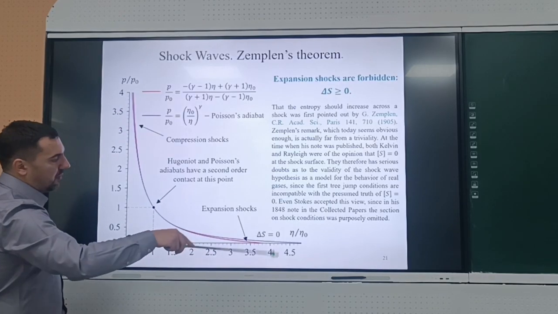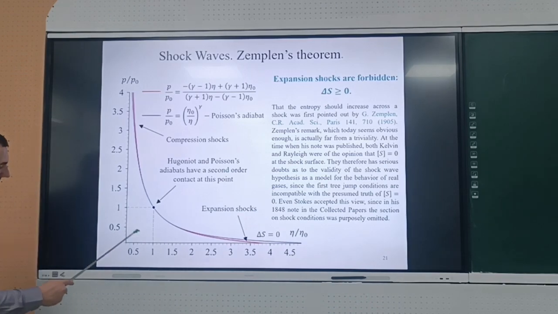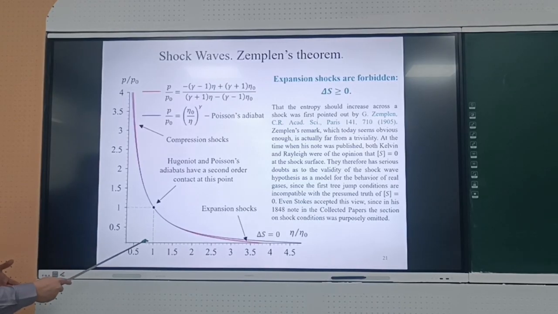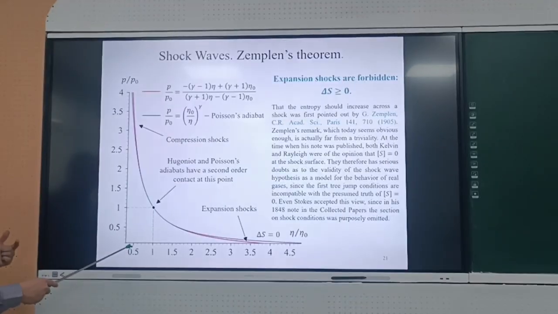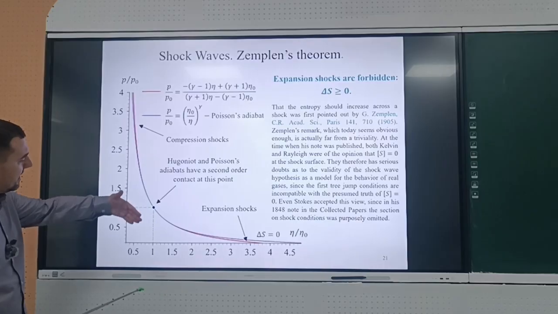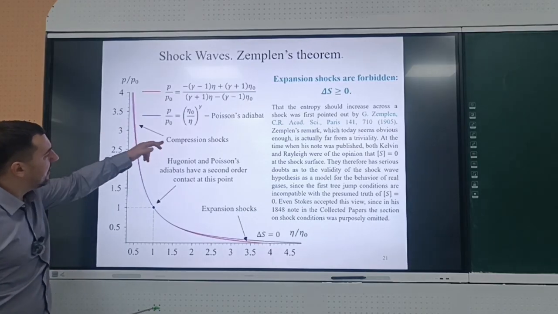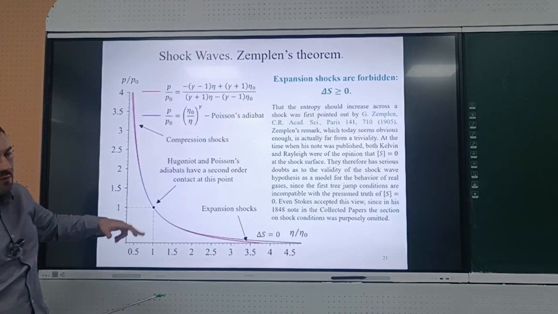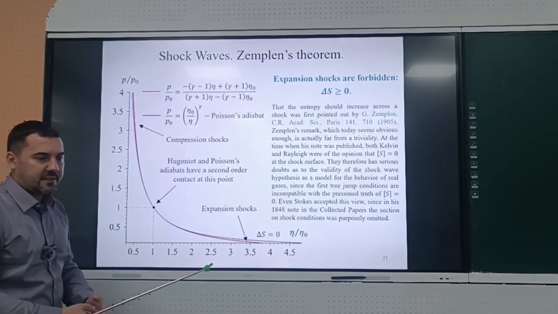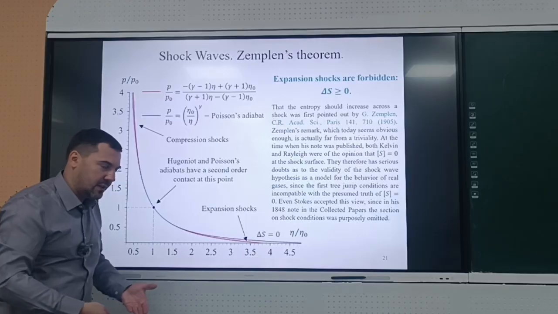Eta is 1 over rho. So 1 corresponds to the initial state. And for all the states here to the left, eta is less than 1. It means that the density is greater than the initial density. So all these waves are compression shocks. A compression shock means a shock wave behind which the density is higher than it was initially.